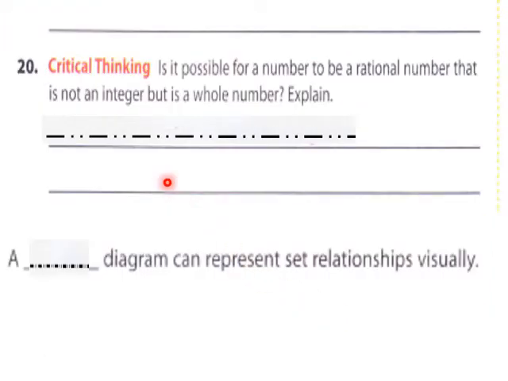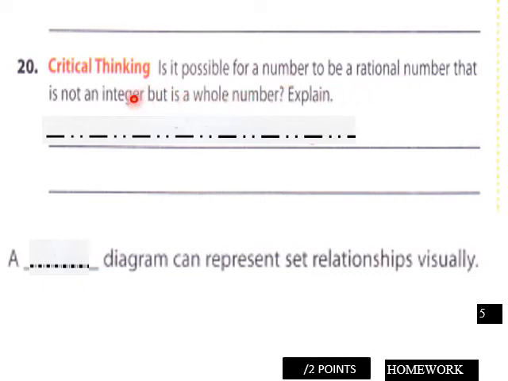And that is, we go to 20. And 20, critical thinking. Is it possible for a number to be a rational number that is not an integer but is a whole number? Explain that one. Explain using a full sentence. And a blank diagram can represent set relationships visually. And you got 2 points here on page 5.